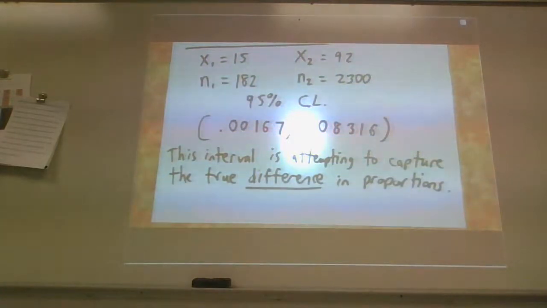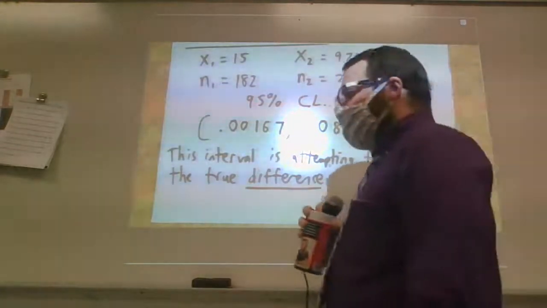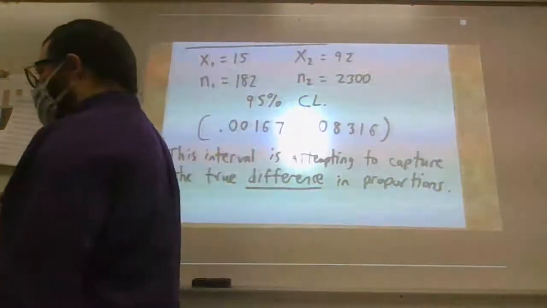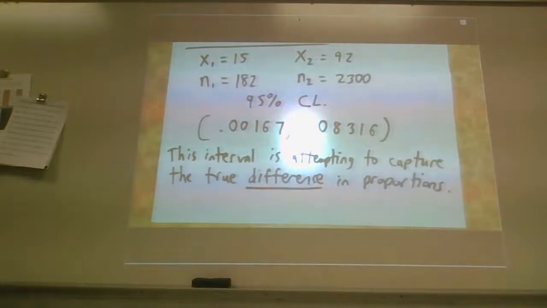Why? How do I know that? How in the world is this interval evidence against there being no difference between birth rates of babies born near 9/11 site and not near 9/11 site?